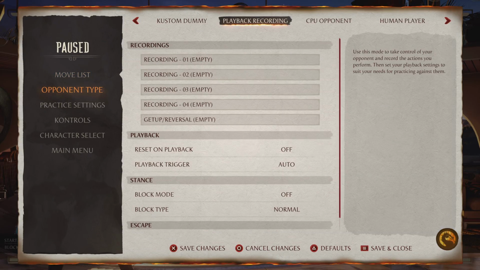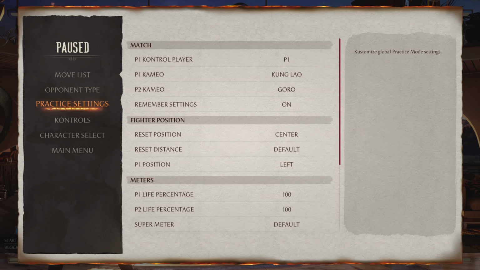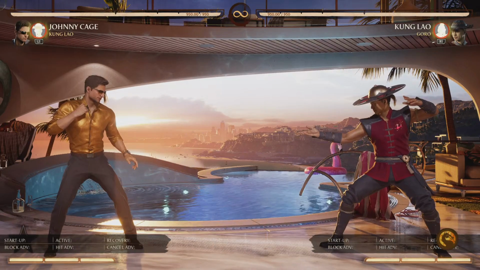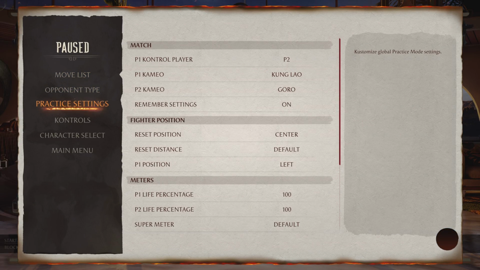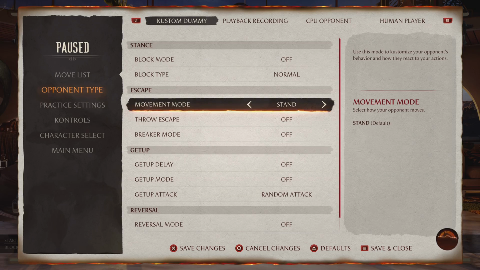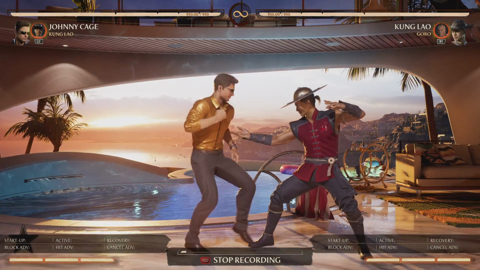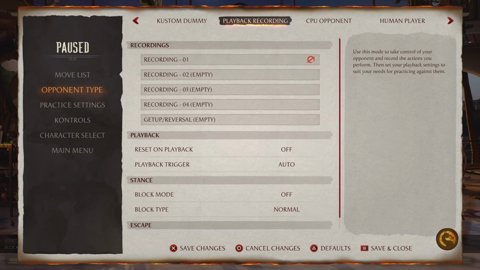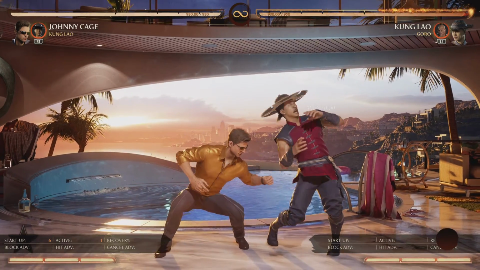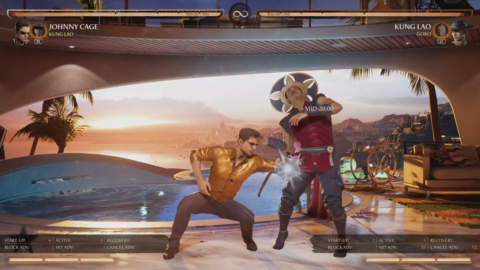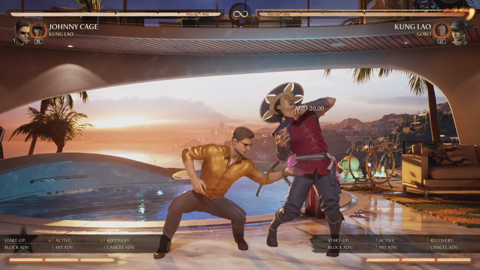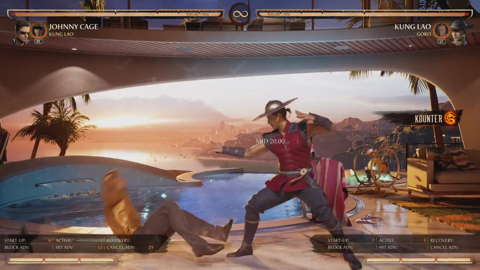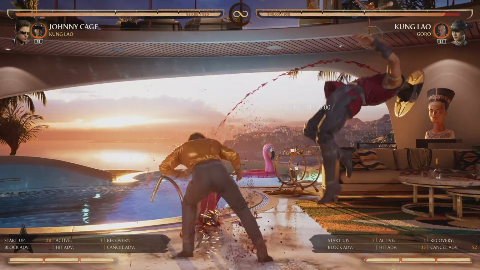So if we set Kung Lao to do, I don't know what the best way to prove this is. Okay, we're going to set myself to be Kung Lao, and we're going to set Johnny to do this. So if Johnny did down 1 into forward 4, you could see that I could interrupt that easily. I could do a combo, I could do whatever I want basically, as long as I use something that's faster than that 16 frames, right?